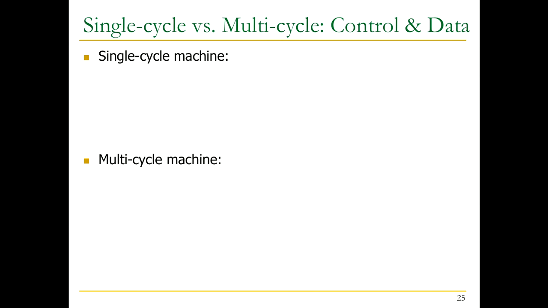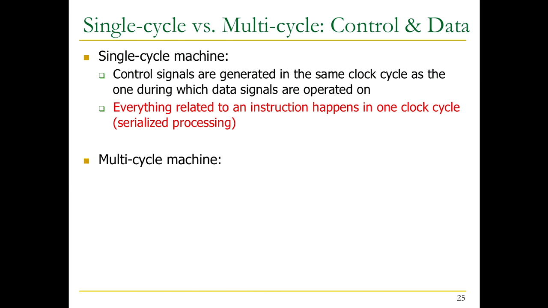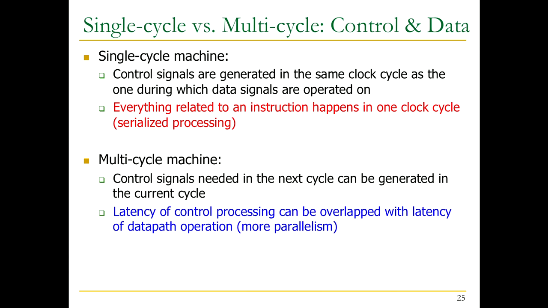I'm going to go through some of these relatively quickly. Okay, there's another difference between single cycle and multi-cycle, and that's about when you generate the control signals that operate the data path. Basically, if you look at single cycle, a lot of things are serial. Control signals are generated in the same clock cycle as the one during which data signals are operated on. And this could be problematic if control signal generation takes time. Now, you could be limited by how long it takes to generate your control signals. We will see that more clearly soon.